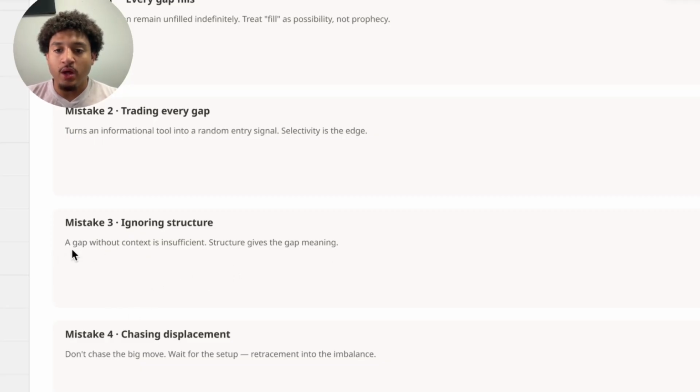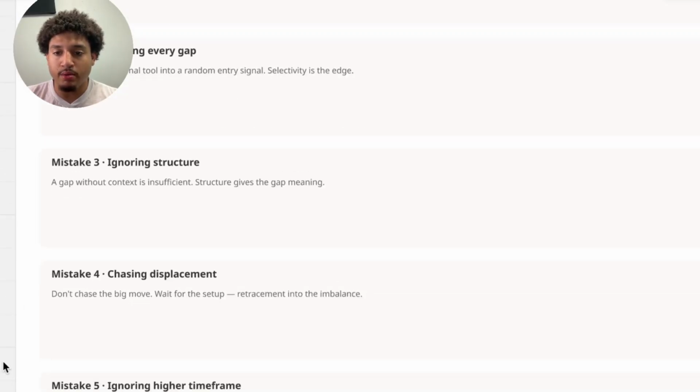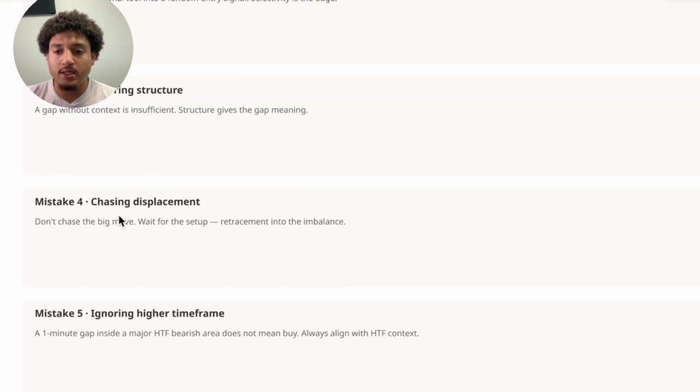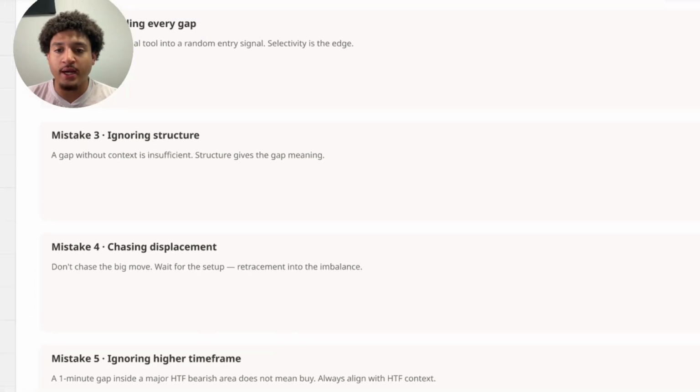We need to show important signs of bullish or bearish break of structure. We want to show signs of structure break, new highs and new lows. Now, chasing displacement. Don't chase the big move, wait for the setup: a retracement into the imbalance. Just because a gap is created to the upside doesn't mean we want to just hop in buys because it's showing signs of bullish price action. We want to wait for price to come back into our zone and reject, and same thing for bearish.